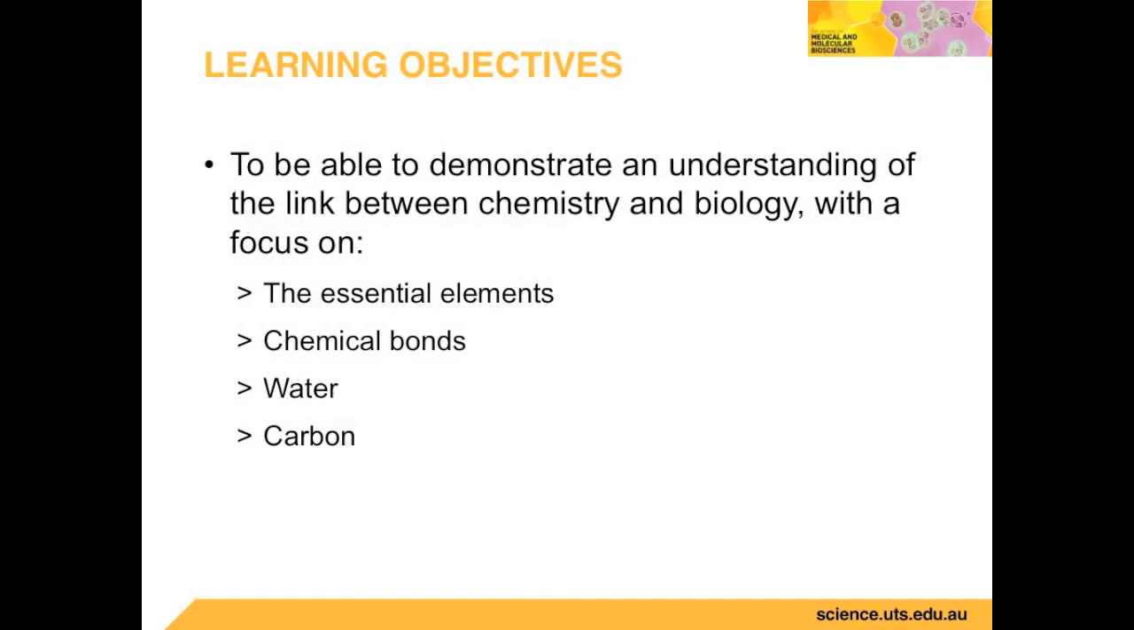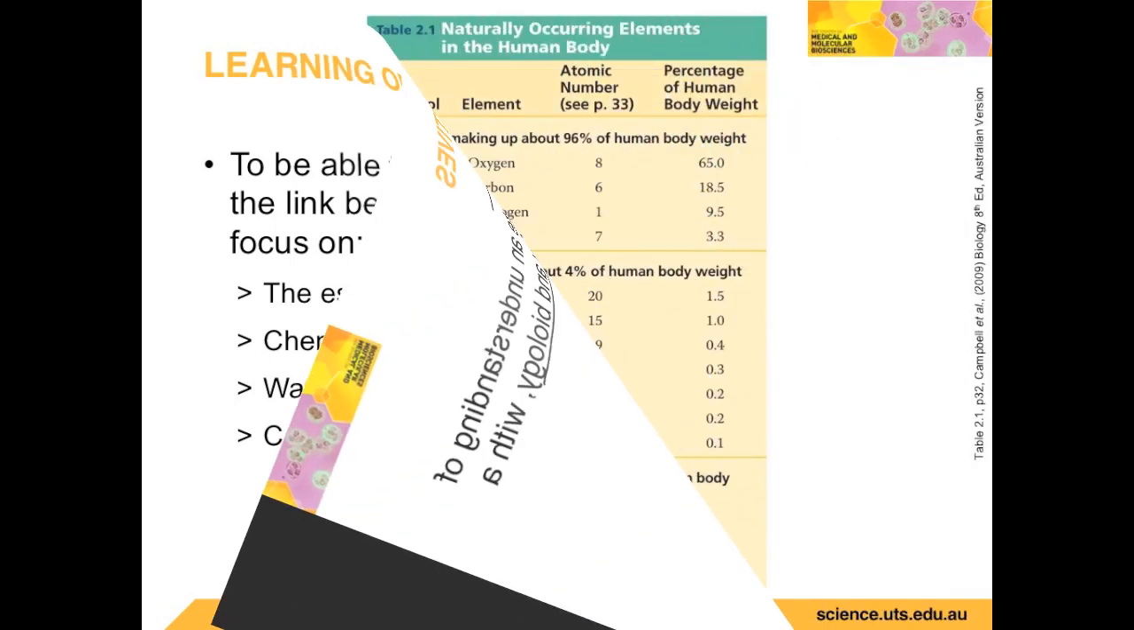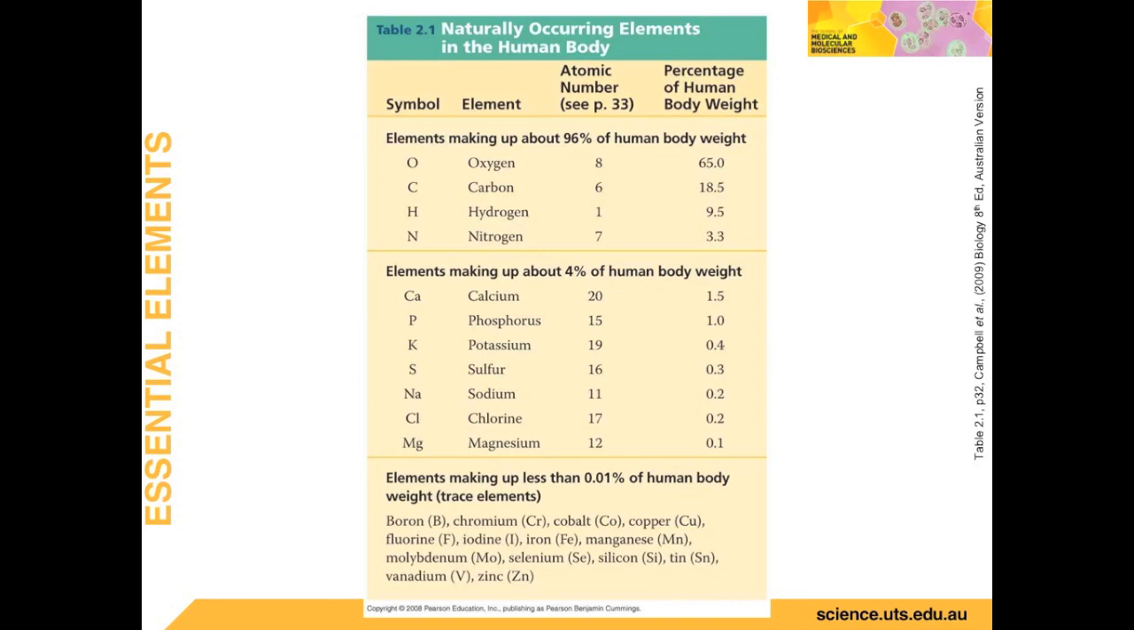The learning objective of this vodcast is to be able to demonstrate an understanding of the link between chemistry and biology, with a focus on essential elements, chemical bonds, water, and carbon. These are the elements in living organisms, including ourselves, humans. There are 96 naturally occurring elements on the planet, 25 of which are essential for life.